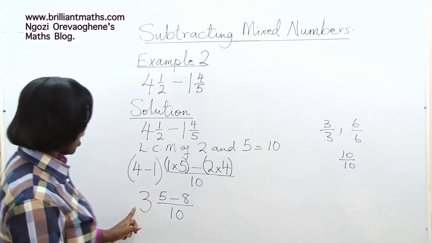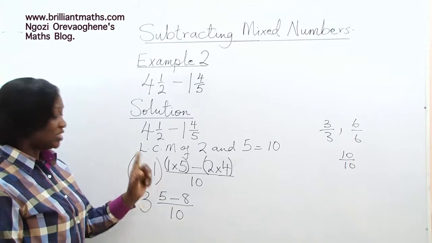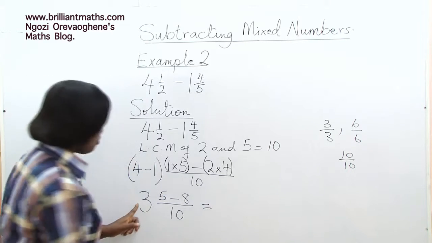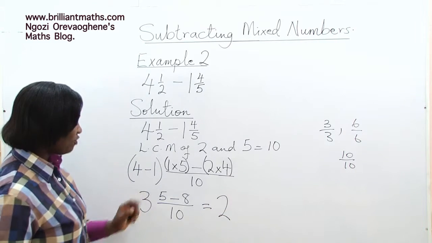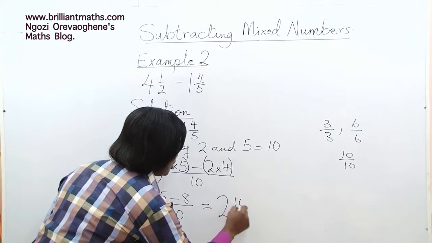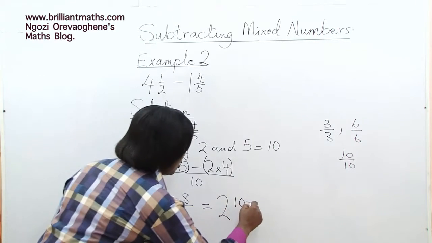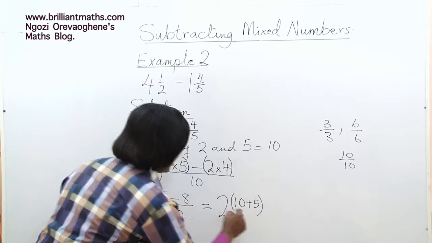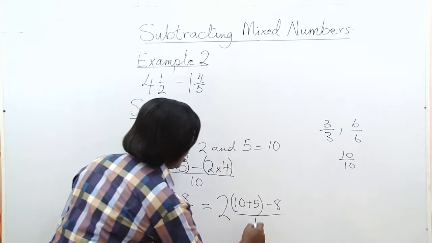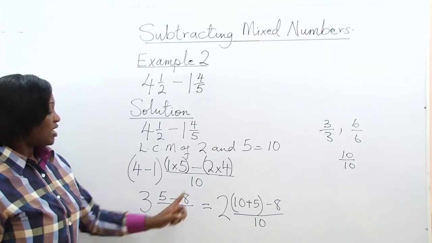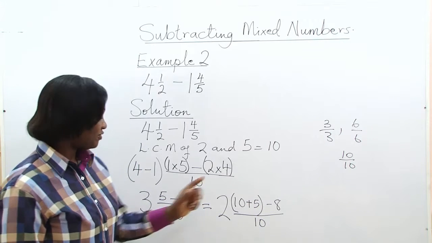So in this case, the 1 we borrow, because the denominator is 10, that 1 is equal to 10 out of 10. So if you borrow 1 from 3, you have 2 left. The 1 we borrowed is 10 out of 10. So we're going to add a 10 to the 5. 10 plus 5, and that gives us 15, take away 8 all over 10.